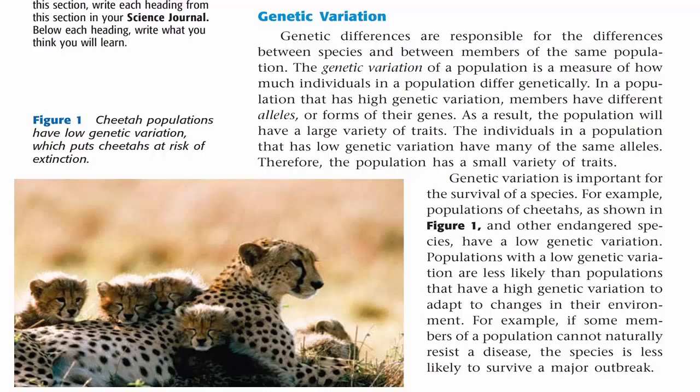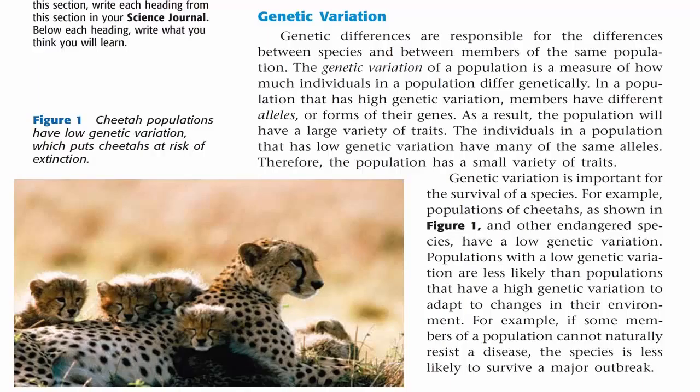The individuals in a population that has low genetic variation have many of the same alleles. Therefore, the population has a small variety of traits. Genetic variation is important for the survival of a species. For example, populations of cheetahs, as shown in Figure 1, and other endangered species have a low genetic variation.